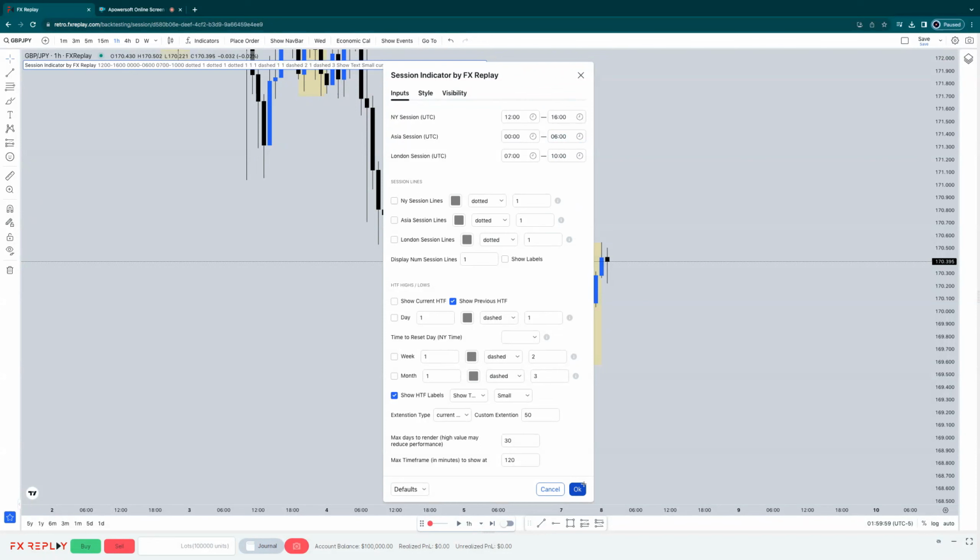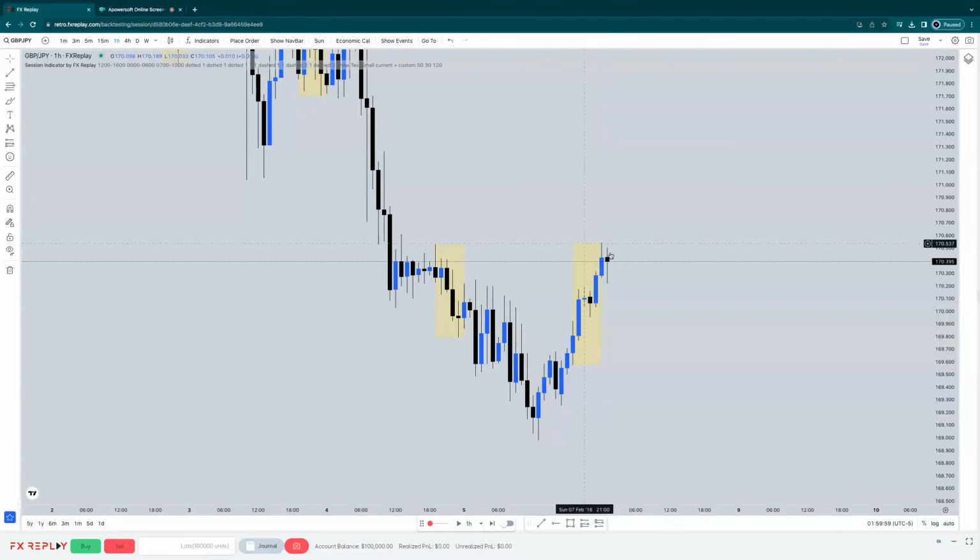Okay, so we've got 8 till 12, which is where our Asia level is. Okay, so it's up here. Now, what did I just say about London? We want to see London create the high of the day.